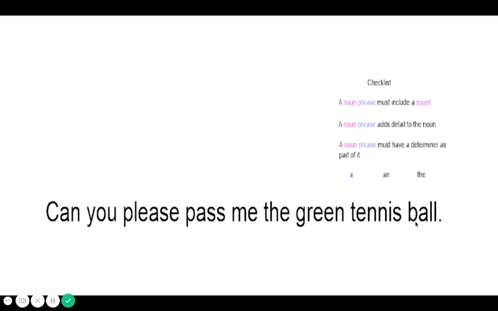So we've got our first and the second part of our checklist. We've got a green tennis ball. And then if we look at the third part of it, we know that there should be a determiner in front of it. A and the. And if you look here, we've got the. So the green tennis ball in this sentence is the noun phrase.